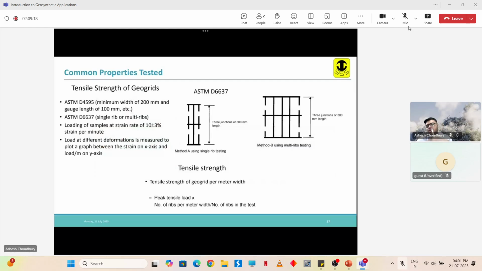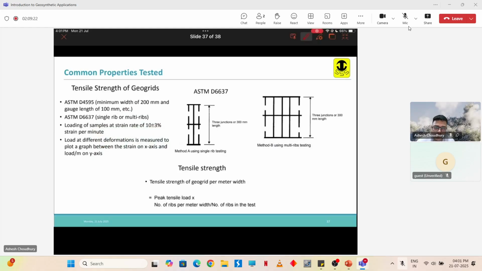So we plot the graph between the strain and the load. Here you see for a single rib the single rib is tested, and here we are doing the same test for multiple ribs. Okay, multiple ribs. So a minimum of 3 junctions or 300 mm length has to be there in the test. It's a very important parameter. You have to test a minimum of 3 junctions like this.